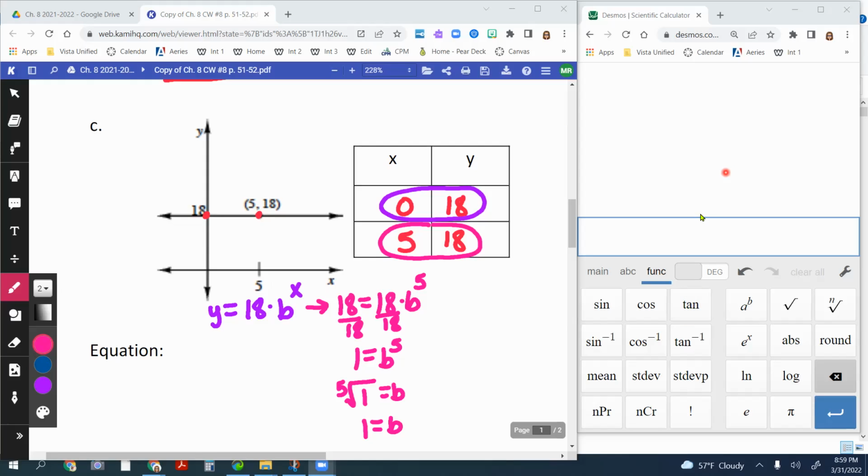Now I'm just using a Desmos scientific calculator. There's a graphing one, but if you go to Desmos one, that is a scientific one. And so here is that nth root. So if I'm taking the 5th root of 1, you see that I do get a 1.